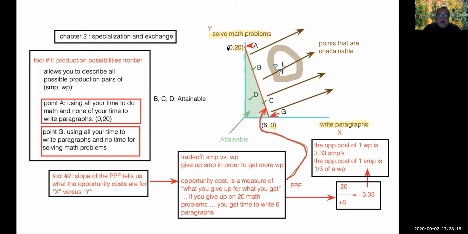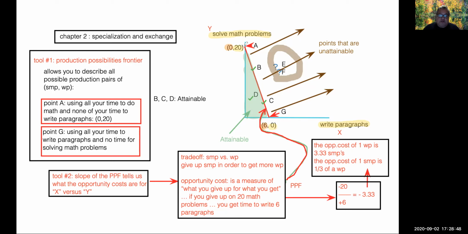And when we use all of our time to solve just math problems and none of the time to write paragraphs, we can achieve a productivity of 20 solved math problems. And to contrast that, if we devoted all our energies and time allocated to writing paragraphs, we could write 6 paragraphs. And in that situation, the output would be 0 math problems.